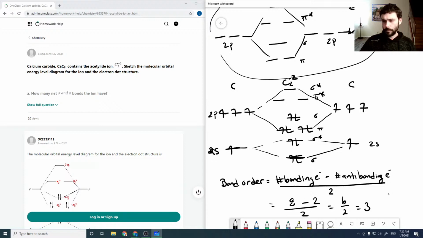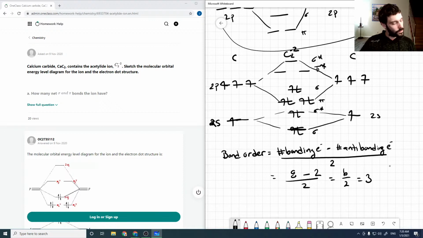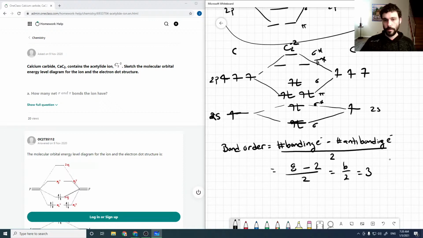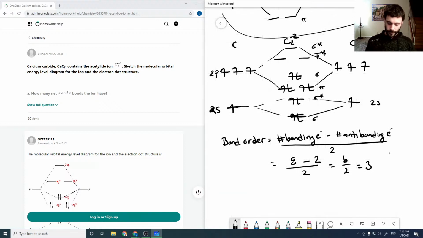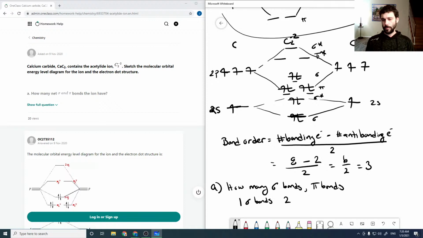So there are 5 smaller questions asked in this question. The first is how many sigma bonds and pi bonds. So we can see here that we have 2 pi bonds and a sigma bond. So there's 1 sigma and 2 pi bonds.